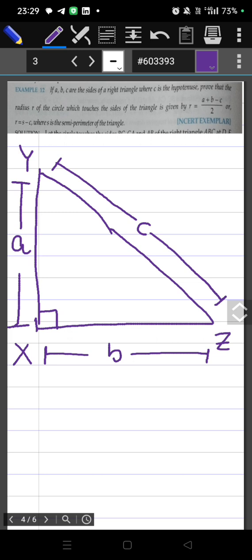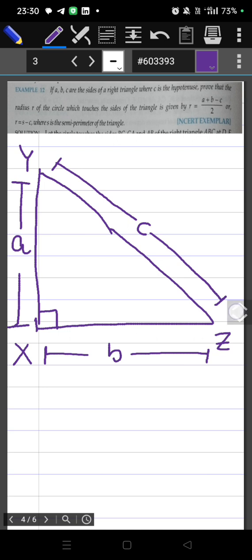So now it is written that prove that the radius of the circle which touches the sides of the triangle is given by... At first, let us go to this part. Radius of the circle which touches the sides of the triangle. What does it mean? It means that the circle is inside the triangle. Then only the radius of the circle will touch all the sides of the triangle.